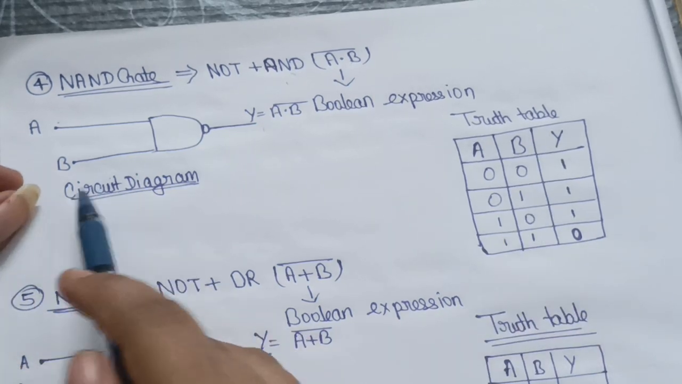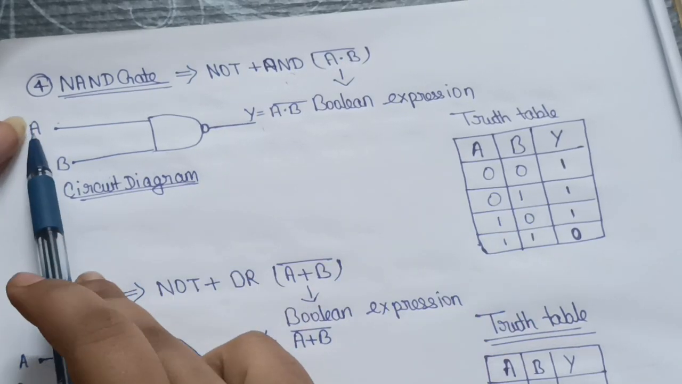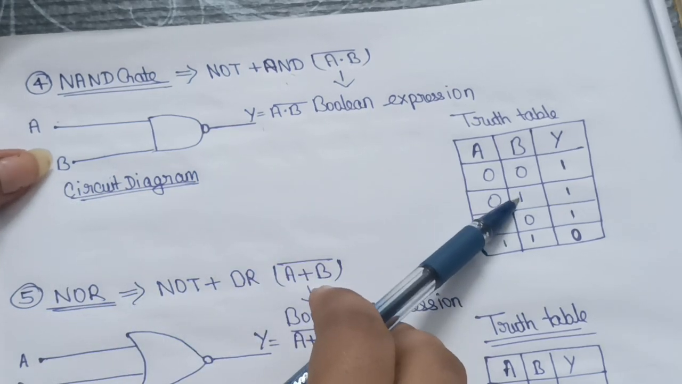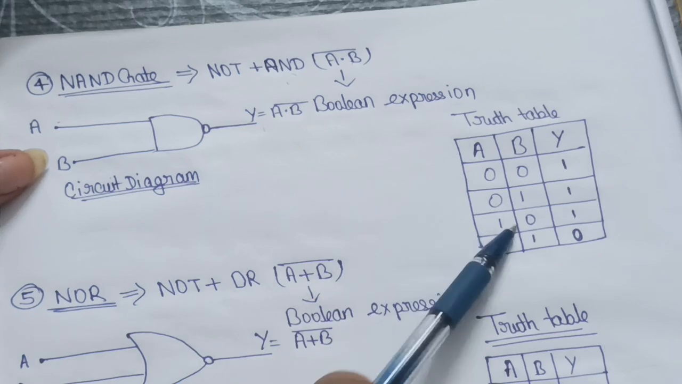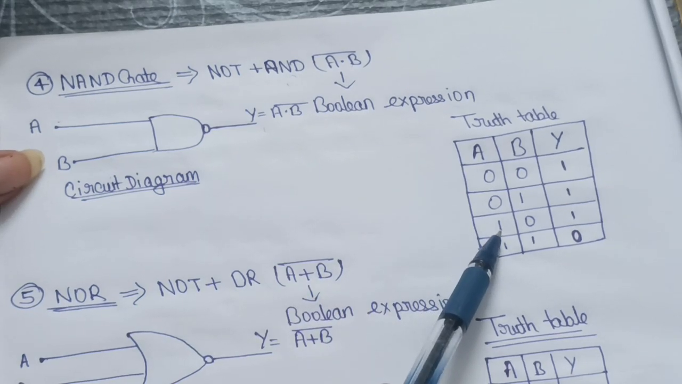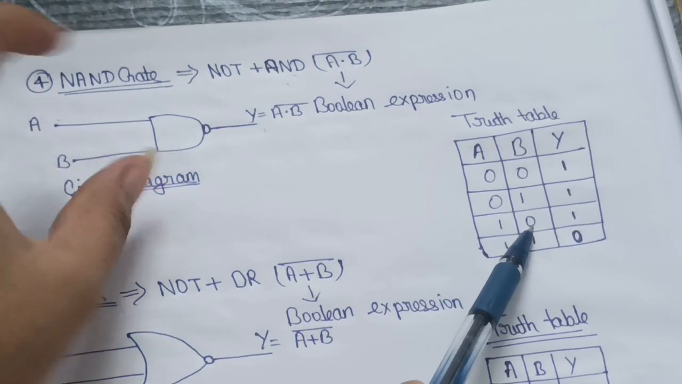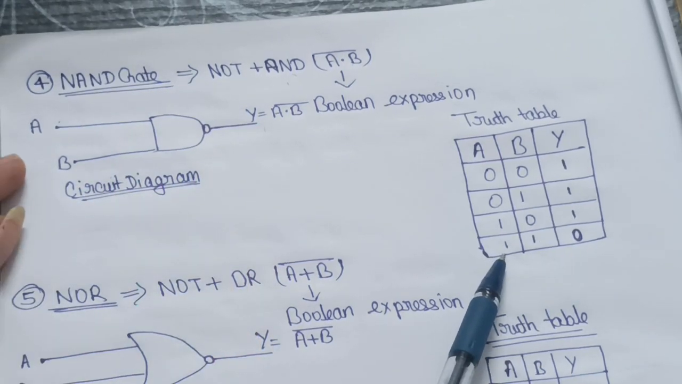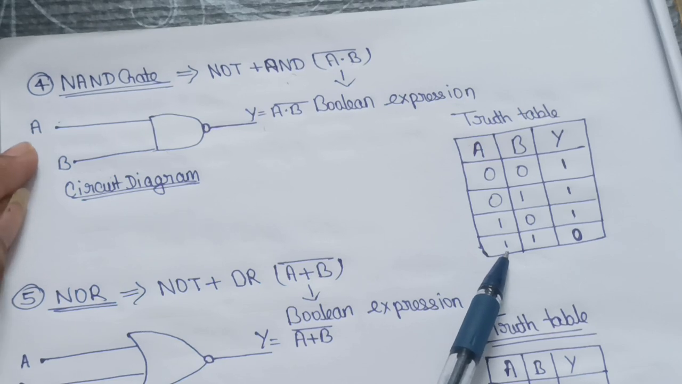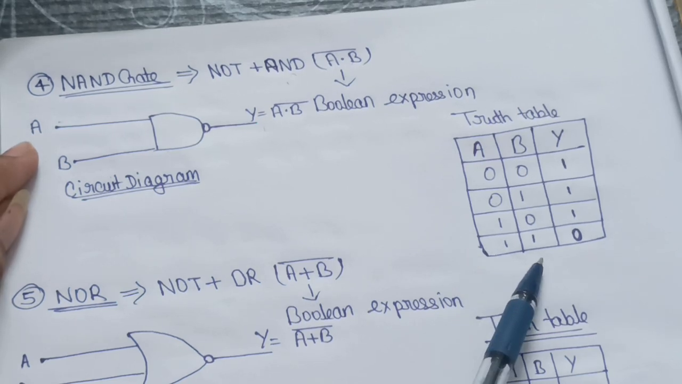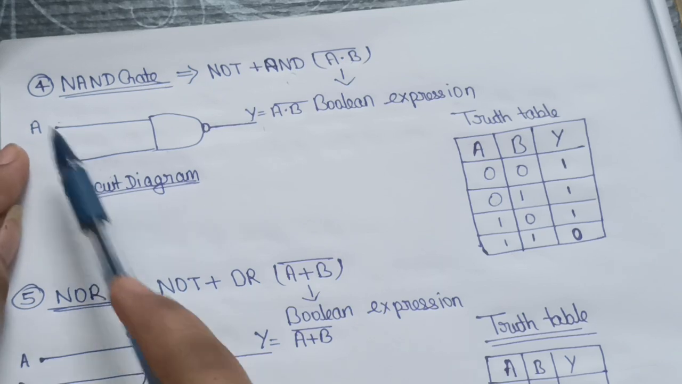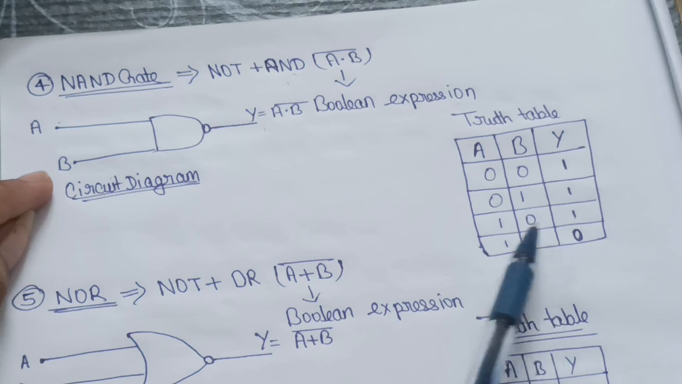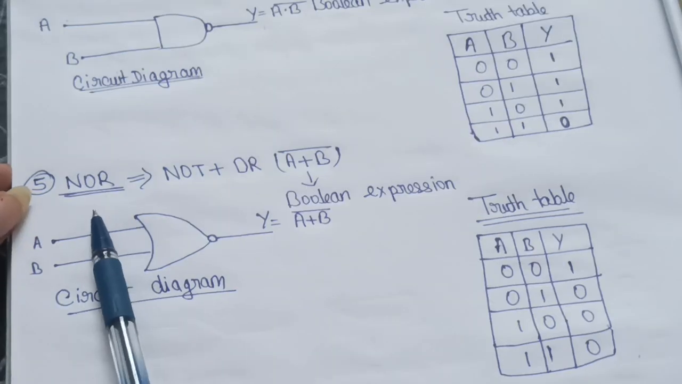Then 0 and 1. Suppose A is 0 and B is 1, then the output is 1. Suppose A equals 1 and B equals 0, then the output Y equals 1. Let's discuss the fourth row, 1 and 1. A equals 1 and B equals 1, the output will be 0. And the fifth is NOR.